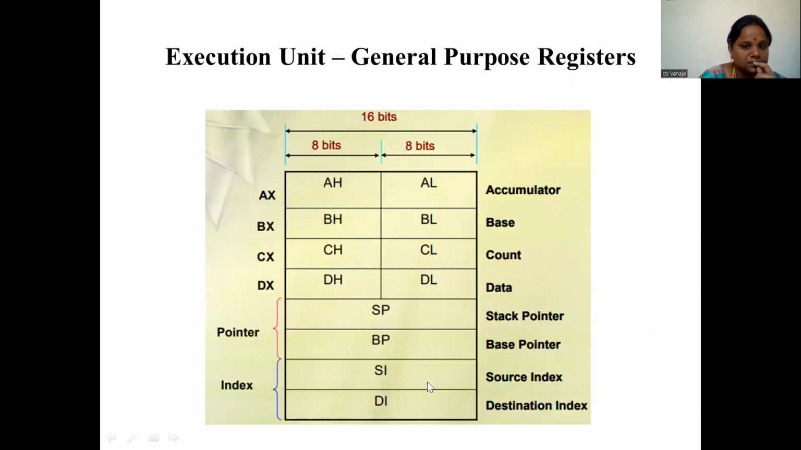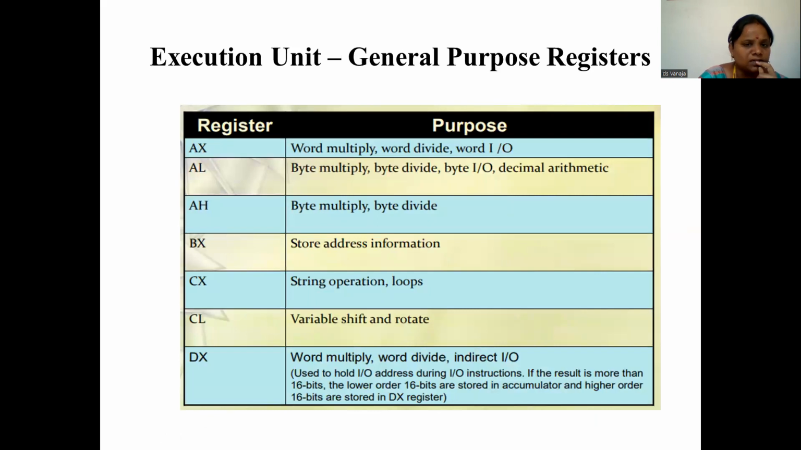First, general purpose registers. The 8086 has 8 general purpose registers, namely AX, BX, CX, DX, and 2 pointer registers, stack pointer and base pointer, and 2 index registers, source and destination index registers. AX, BX, CX, DX are namely the accumulator, base, count, and data registers, which are of 16-bit word length. So generally we call 16-bit data a word.